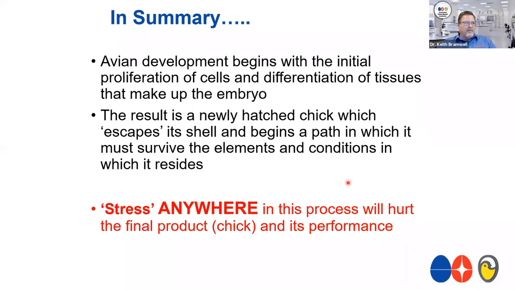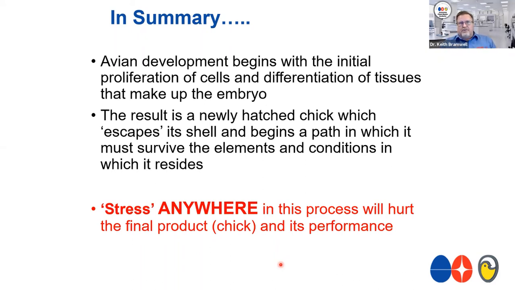But the thing I want to really emphasize here is stress anywhere in this process will hurt the final product, the chick and its performance, anywhere. So, when I was teaching at the university, one of the things we talked about is, you can ask new students, how long does it grow out? We'll use broilers as an example. How long does a broiler grow out? Well, 6 or 7 weeks. No, it's 9 to 10 weeks, because we got 3 weeks in that egg.